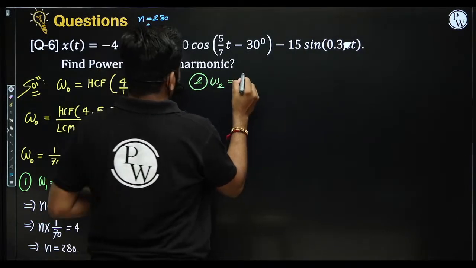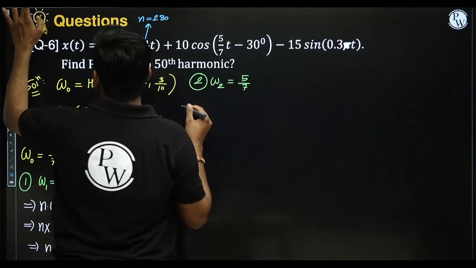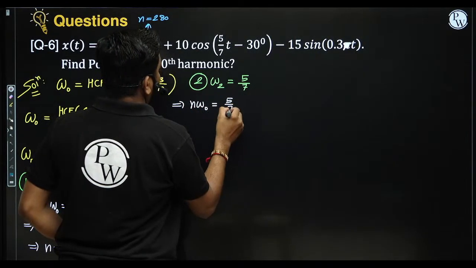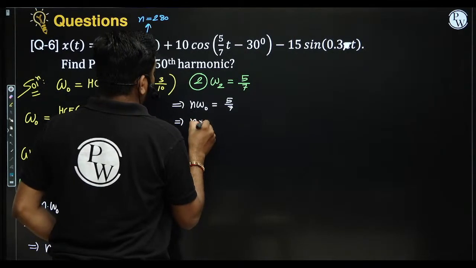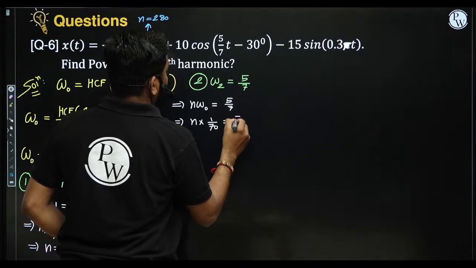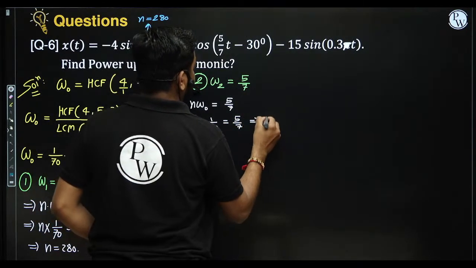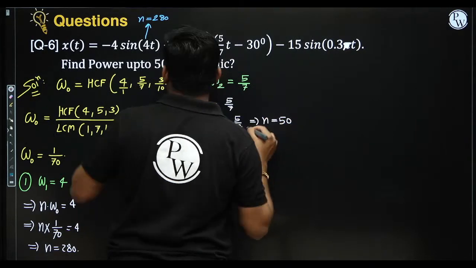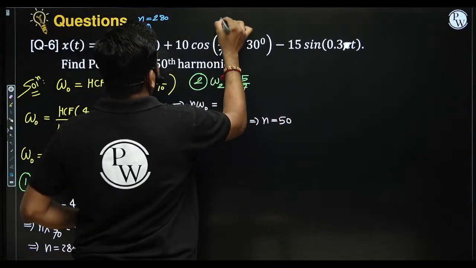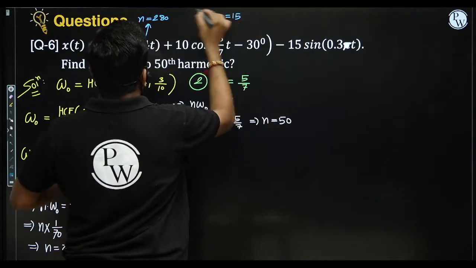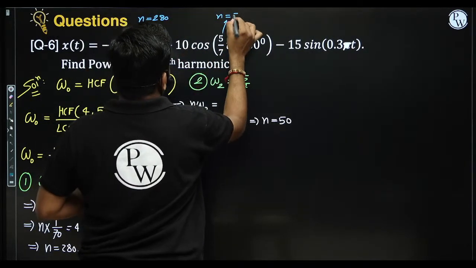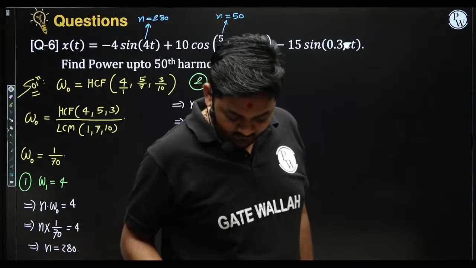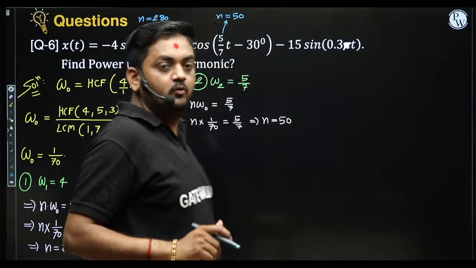Next, the second, omega 2 is equal to 5 by 7. Now again compare with the standard format. So n omega 0 is equal to 5 by 7, n into 1 upon 70 is equal to 5 by 7. From this, the value of n is 50, guys. Correct. The value of n here is n equal to 50, guys. Got it? n is equal to 50.